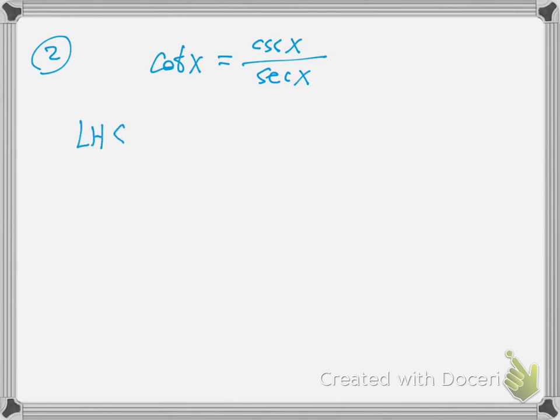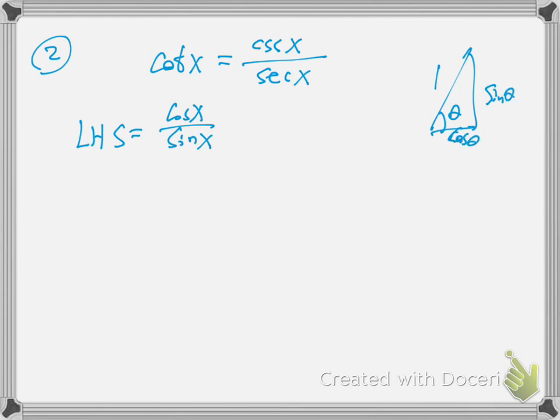That's number 1. Number 2, we want to show cotangent x is cosecant x over secant x. What's the left hand side? The left hand side is cotangent, and cotangent is cosine x over sine x. If you forgot, you can draw this triangle again: 1, sine theta, cosine theta.